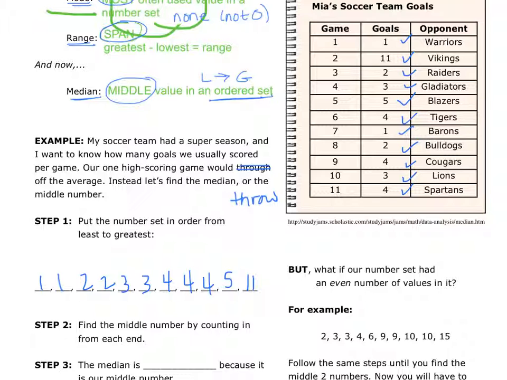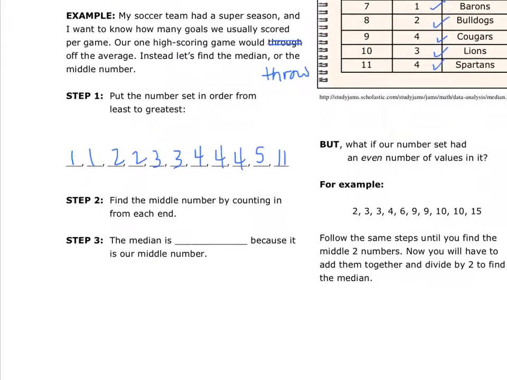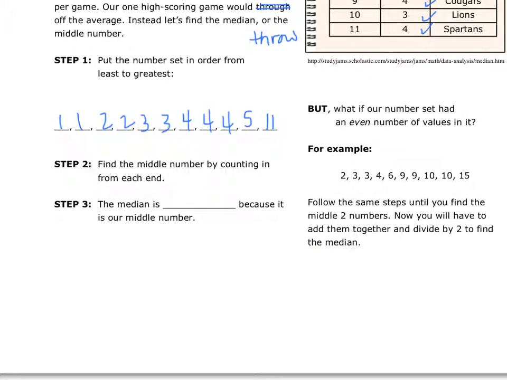I don't necessarily want to cross these out, because I might have to refer back to them. So let's go on and find the median. We did step 1: we put them in order from least to greatest. Now we're going to find the middle number by counting in from each end. I'm going to start here and count in. If I was doing it with my fingers, I would be doing it at the same time.